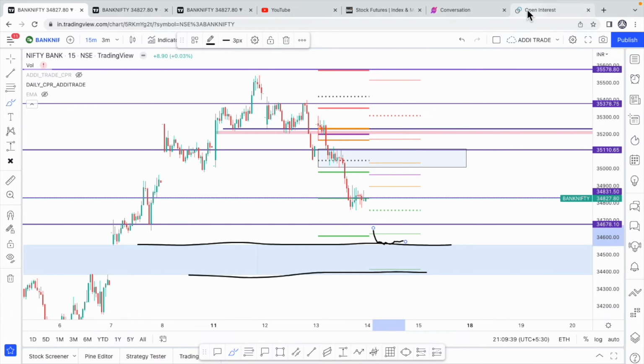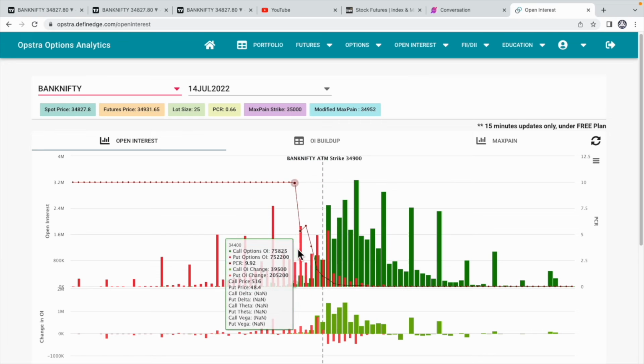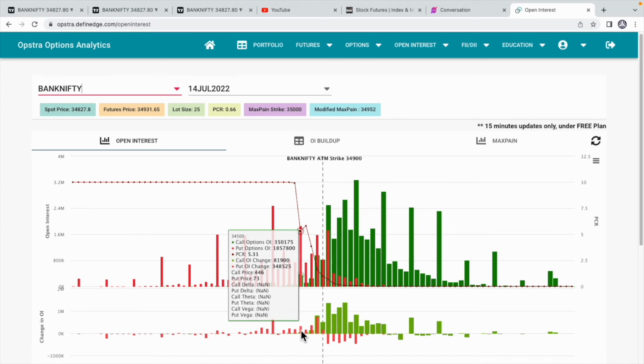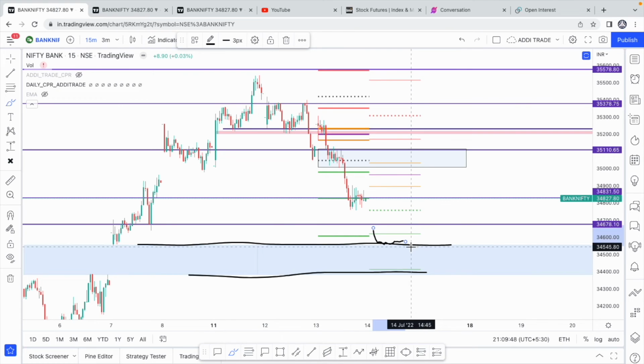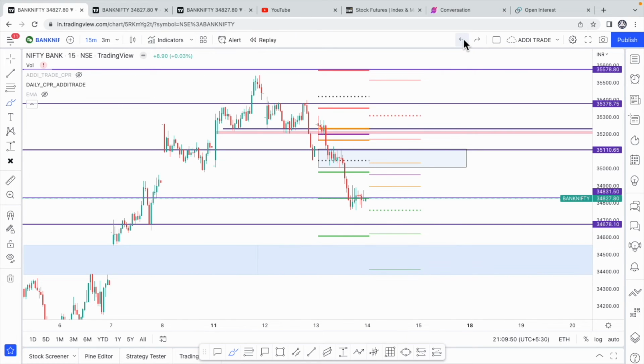As of now, the OI is showing there is some good support. Even today, put writing at 34,500 was added. So these are the levels that I'll be watching out for in Bank Nifty for tomorrow. And let's just look at Nifty.